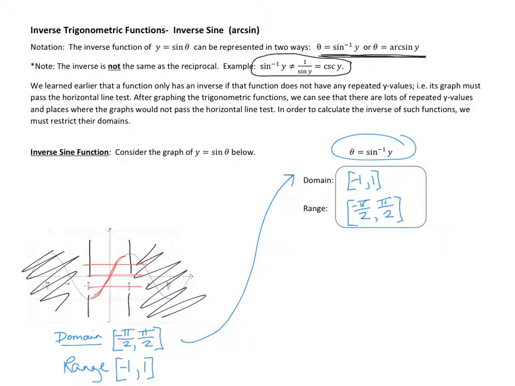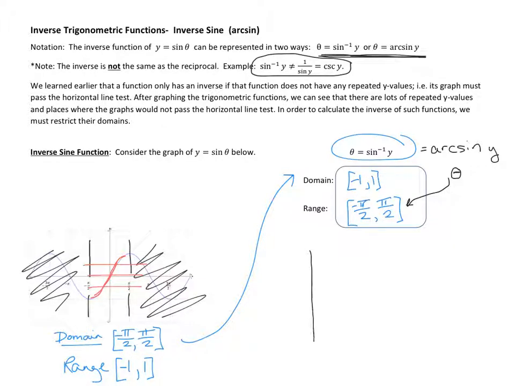which are my angles. Now keep in mind that sine to the negative 1 is the same thing as the arc sine of y. Both of these represent the same thing, and your answer for those should be some value of theta, some angle. And we know that our range for arc sine will go somewhere between negative pi over 2 and pi over 2.